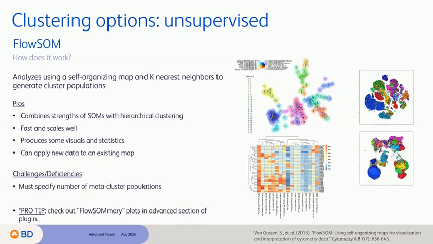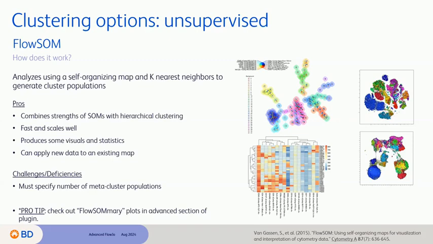After that SOM has been trained, FlowSOM now performs the second step using hierarchical clustering. This step groups those nodes on the map into larger clusters, creating a hierarchical tree that organizes the data into those broader cell populations. So the combination of the SOM with the hierarchical clustering allows FlowSOM to identify both fine-grained and broad cell populations, making it a versatile tool in FlowJo.